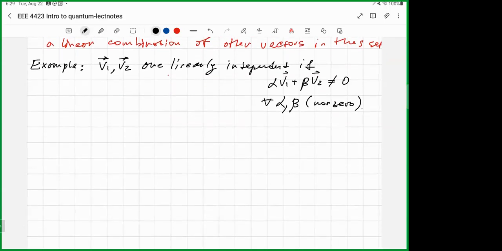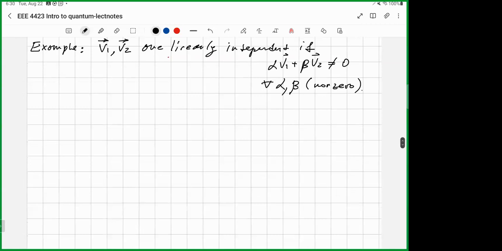So if you take two vectors from a linear vector space, and these two vectors are multiplied by alpha and beta, and then you take the sum, if this operation never turns to 0, then these two vectors are linearly independent. So it might be tricky to get it. So let's consider a problem here.